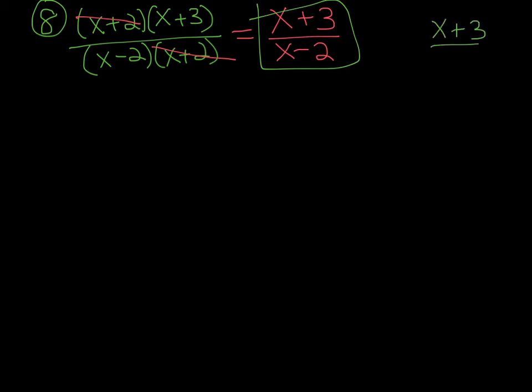Similar to the previous problem, if you try to cancel out the x and the x, you cannot do that. That unfortunately is wrong. The reason being that x plus 3 is a factor, and x minus 2 is also a factor. Those are separate factors. You cannot cross the x's out. So the answer is x plus 3 over x minus 2.